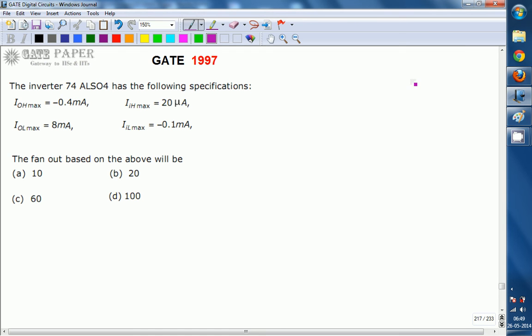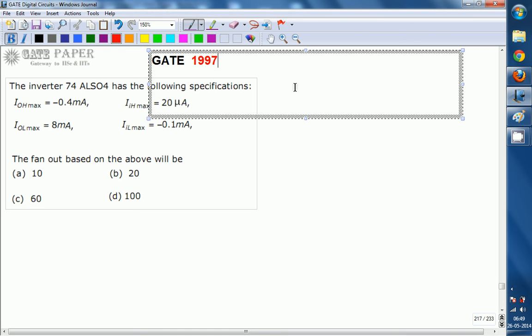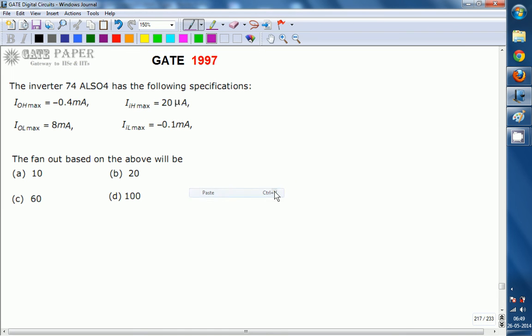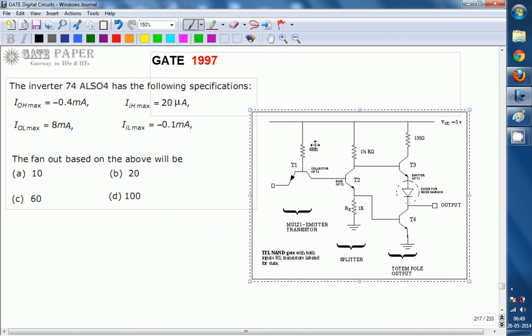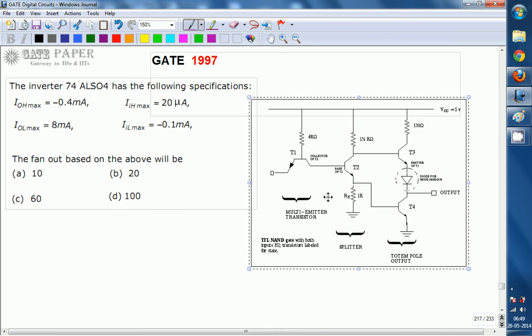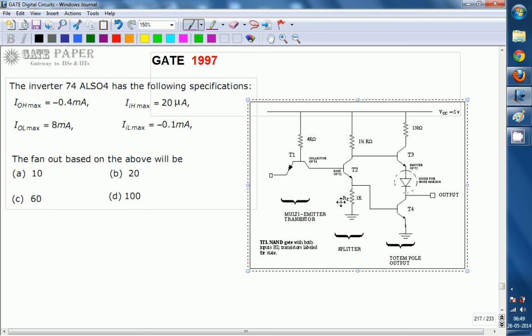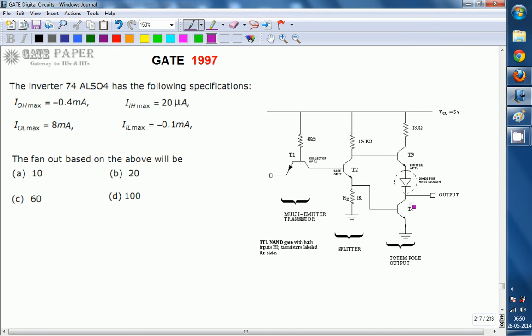So whenever we are going for this, this is a CMOS inverter circuit. This is the TTL inverter circuit. Let us assume the input is at 0. By that time the output will be at 1, which implies that T3 is in the on condition and T4 is in the off condition.